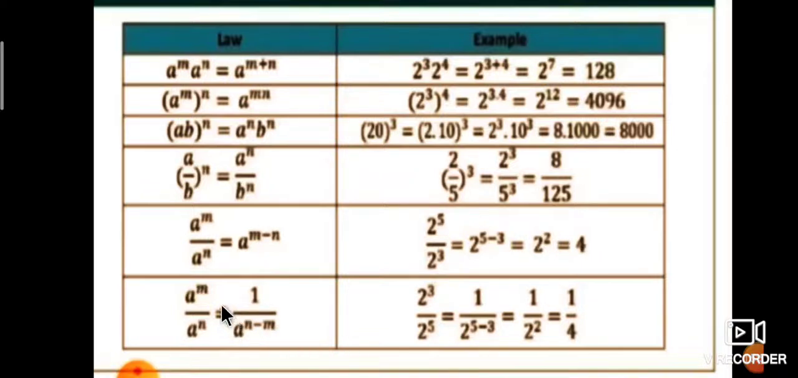Okay, a^m divided by a^n is equal to 1 divided by a^(n-m). That is 2^3 divided by 2^5, that is equal to 1 divided by 2^(5-3), that is equal to 1 divided by 2^2, that is equal to 1 by 4. Okay students, after these laws of exponents we will discuss practical examples.